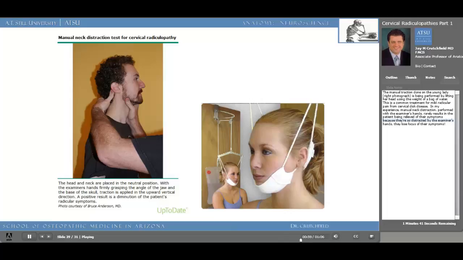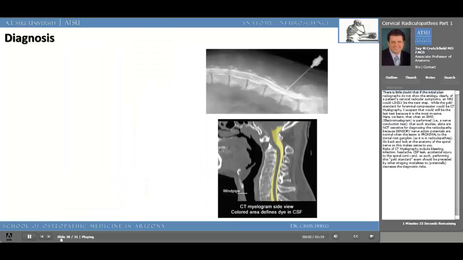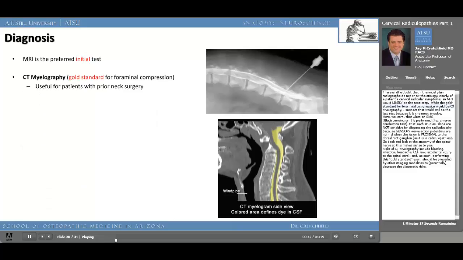There is little doubt that if the initial plain radiographs do not show the etiology clearly of a patient's cervical radicular symptoms, an MRI would likely be the next step. While the gold standard for foraminal compression would be CT myelography, I suspect that would still be the last test because it's the most invasive. Again, the gold standard for foraminal compression would be a CT myelogram.